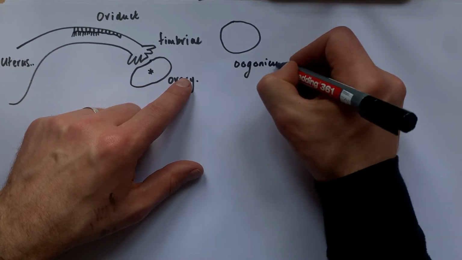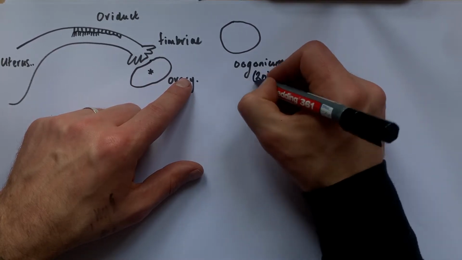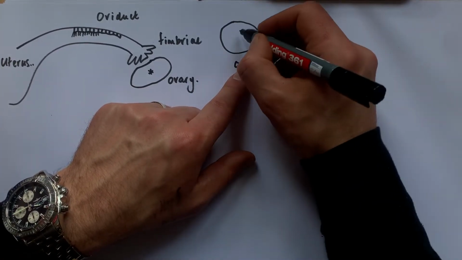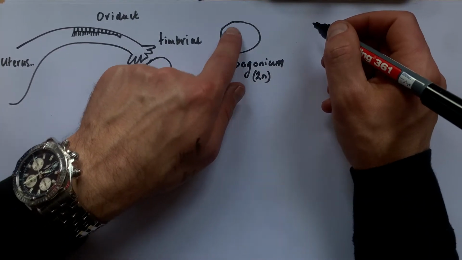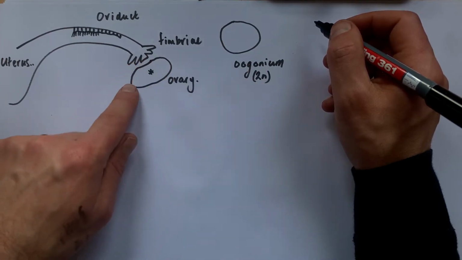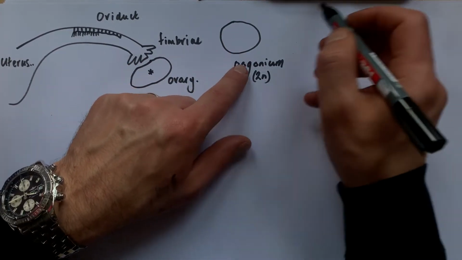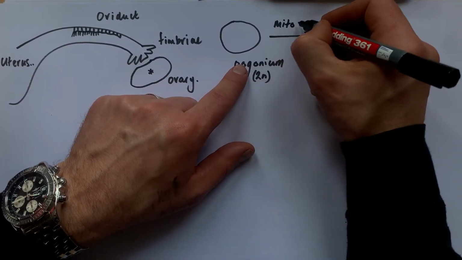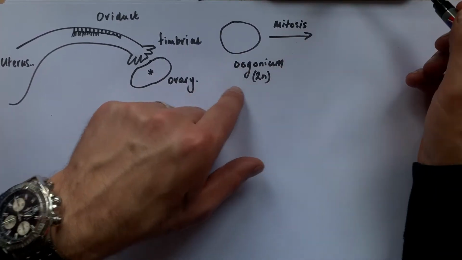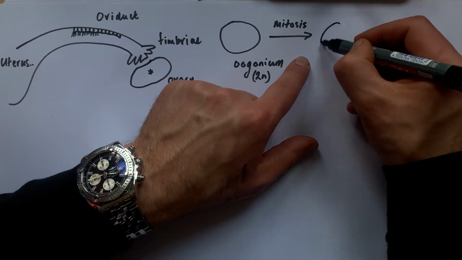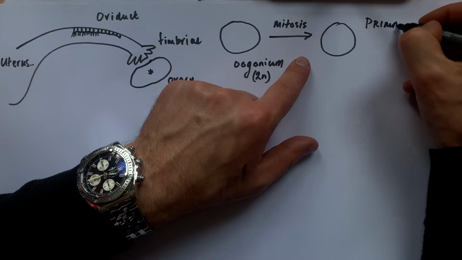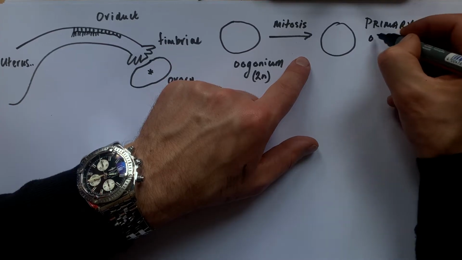So we're going to start with a single diploid oogonium. So this is now a cell, and it's a diploid cell with two sets of chromosomes. This is a cell in the lining of this ovary, so we've zoomed out a bit to get this picture. And that's going to divide through cell division involving mitosis, and that's going to form a primary oocyte.